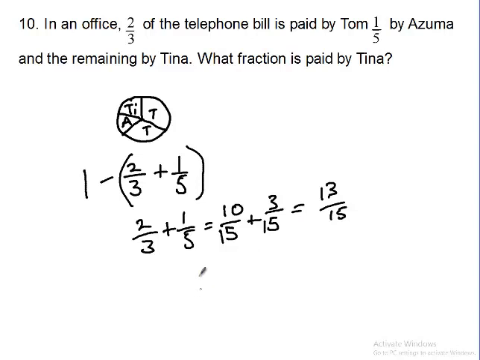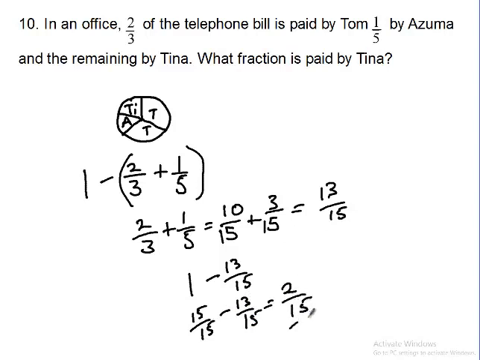So if we want to know Tina's share, we're going to basically take 1 minus 13/15. Well, again, we need to represent the 1 as a fraction. 15/15 here would be 1. Take away the 13 over the 15, so we're going to be left with 2/15.